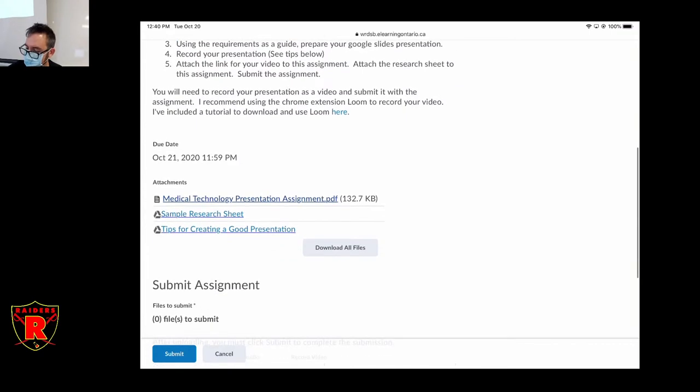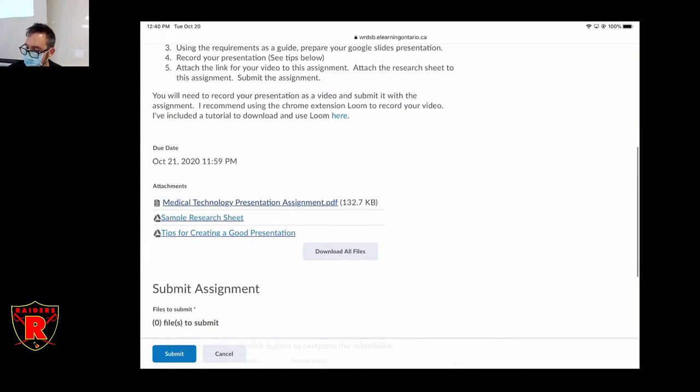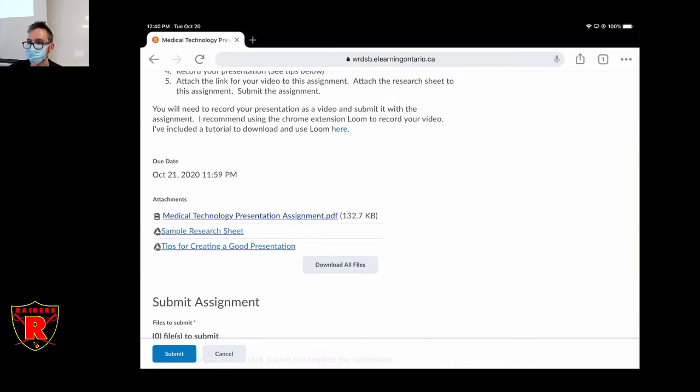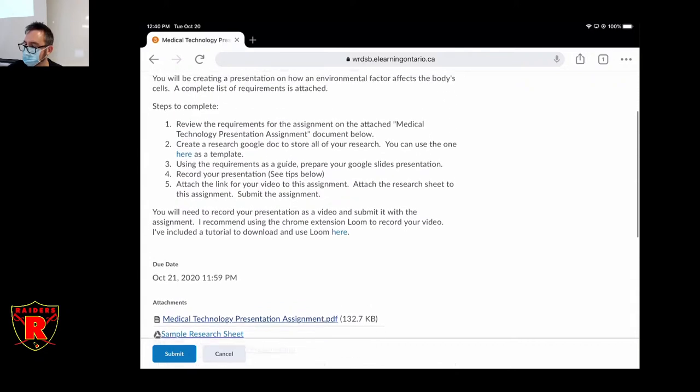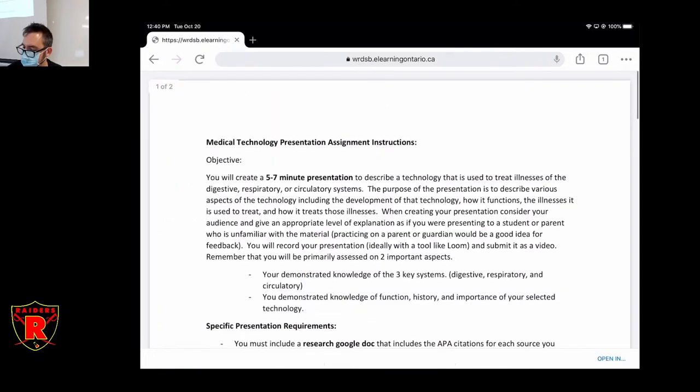So below here are a couple of things. Let me go through what's got to be in your presentation first, and then I'm going to talk about some things to consider when you're making a slideshow to make it interesting. So let's go through the assignment here.